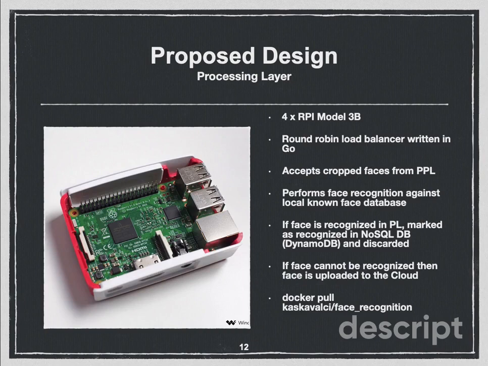Processing layer. We use Raspberry Pi Model 3B in this layer. It receives cropped faces from the pre-processing layer. We use a simple round-robin load balancer to orchestrate traffic to 4 nodes. This layer performs face recognition. If the face is recognized, it persists the result in a NoSQL database and disregards the frame. Otherwise, it persists the result and evidence on the cloud.